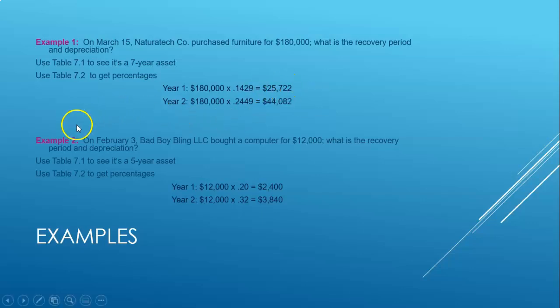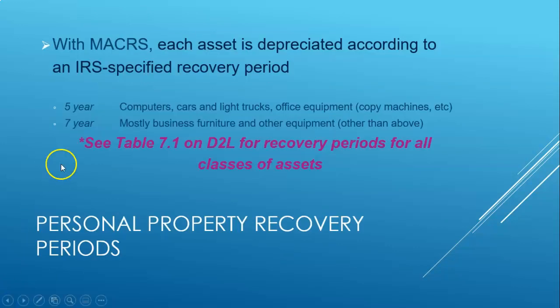Okay, example two. On February 3rd, Bad Boy Bling LLC bought a computer for $12,000. What is the recovery period and depreciation? If we look at table 7.1, and again, we can go back, that's one of the ones you need to memorize: the computer stuff, and that includes printers, all that kind of stuff, is 5 year.